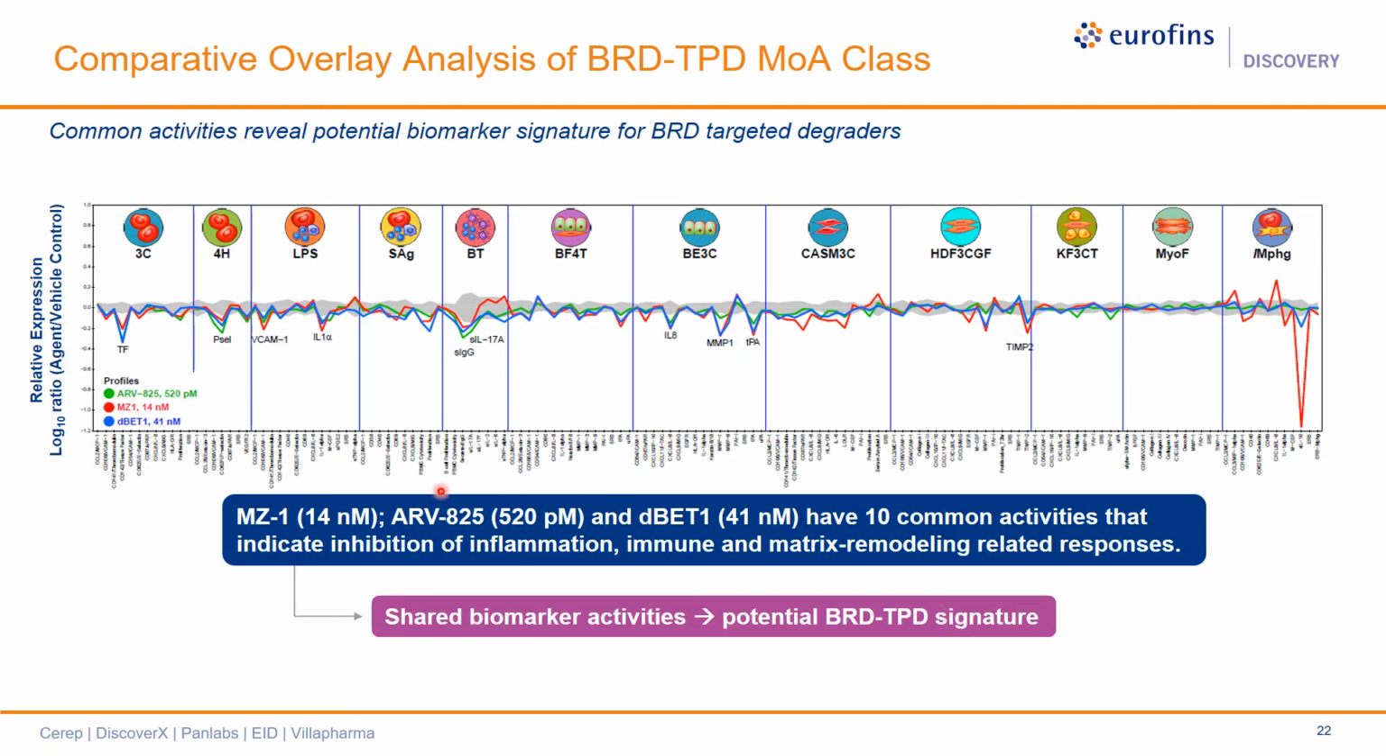Here we show an overlay of the BioMAP Diversity Plus profiles for 3 such molecules at their indicated concentrations. Comparative analysis reveals that they share 10 common activities. These activities include inhibition of immune and inflammation, as well as matrix remodeling response biomarkers. This shared signature suggests a development path for autoimmune or inflammatory indications.